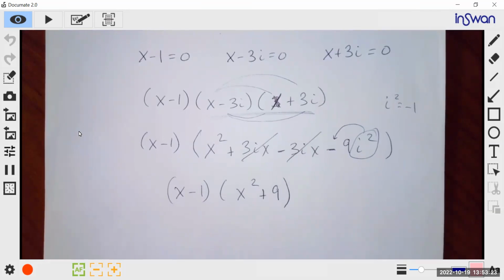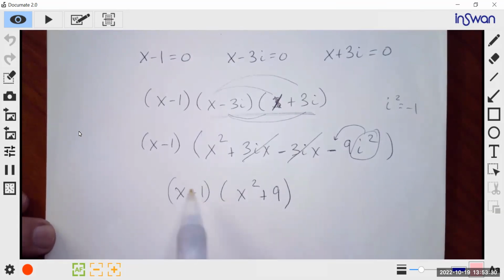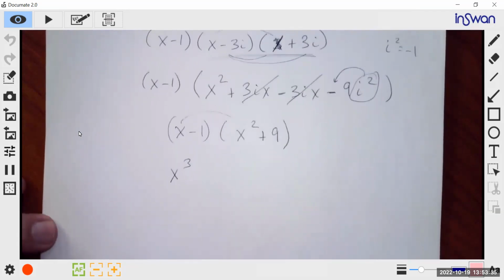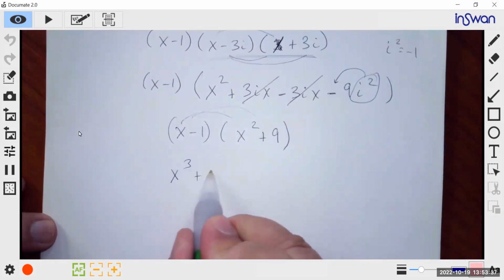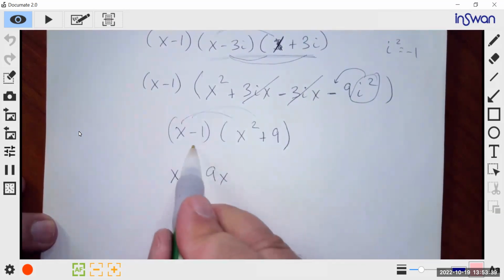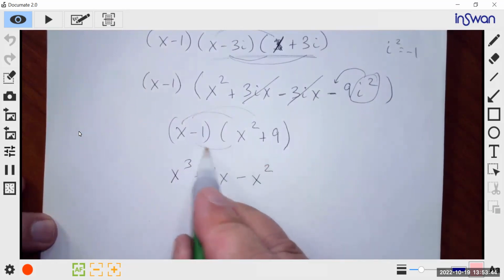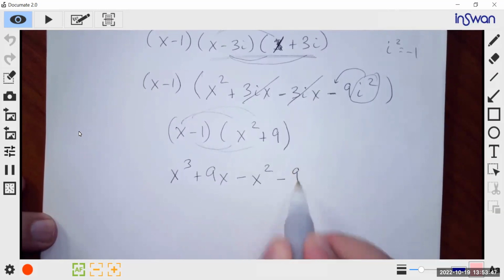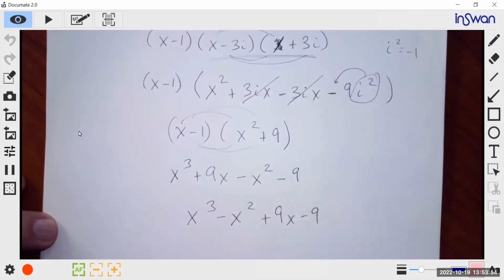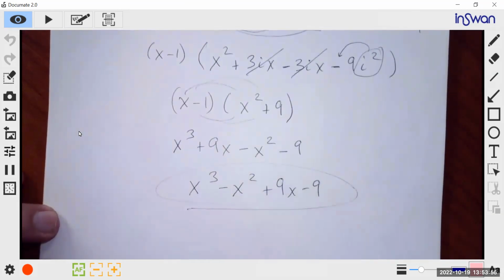Again, you guys have to review your notes, have access to them. Now we multiply. x times x squared is x cubed. Positive is positive, 9x. Negative positive is negative. 1 times x squared is negative x squared. Negative positive is negative. 1 times 9 is 9. Put them in decreasing order, and there's your answer.